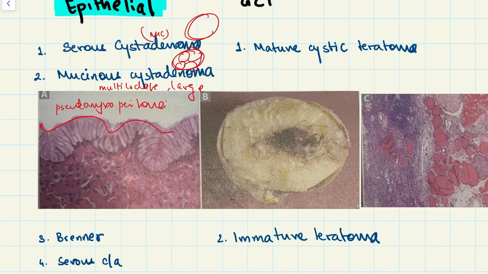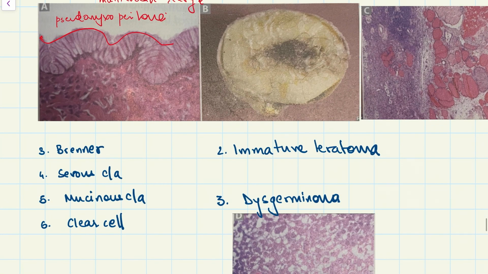Then next is a Brenner tumor. It is also benign. It is a solid and yellow tan tumor. What you need to know is that it has coffee bean nuclei, it has Walthard cell nests, and it is a transitional cell tumor.